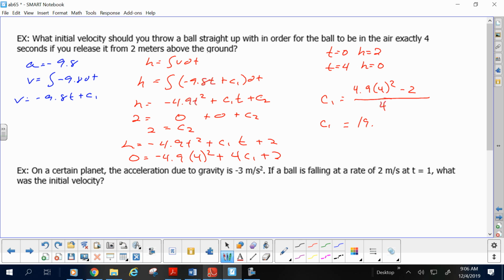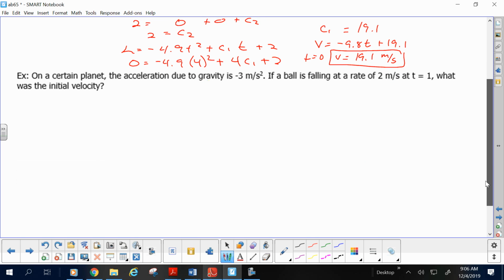Okay, thank you. All right, so are we done? If we put that into the velocity equation, negative 9.8 t plus 19.1, doesn't that mean that when time equals 0, the velocity needs to be 19.1? What are the units on that? Meters per second. That's the answer to our question. Follow? Okay, try the last one.